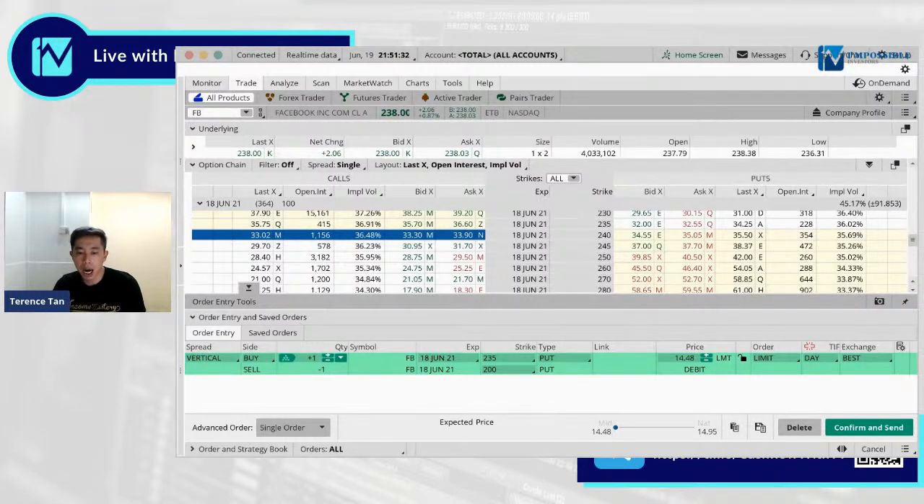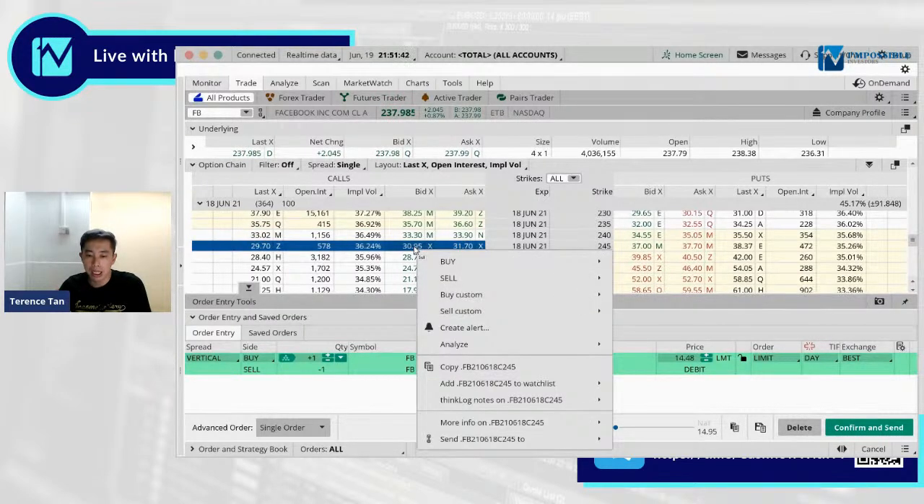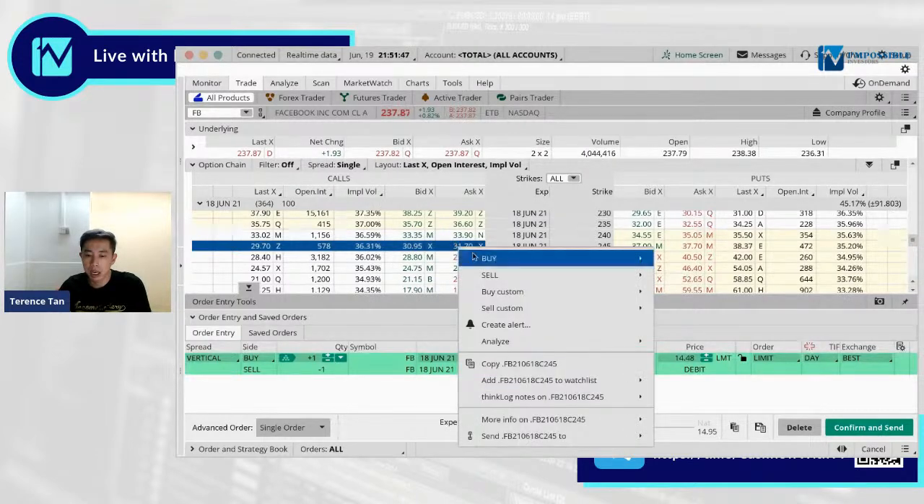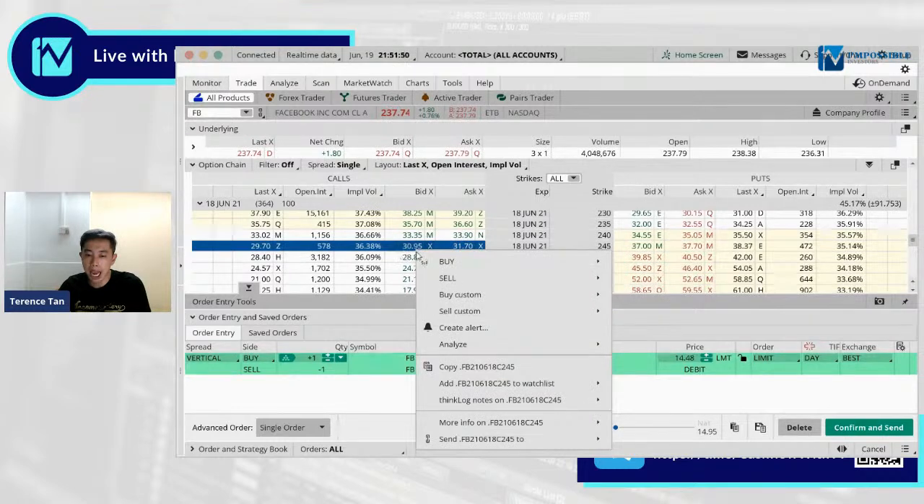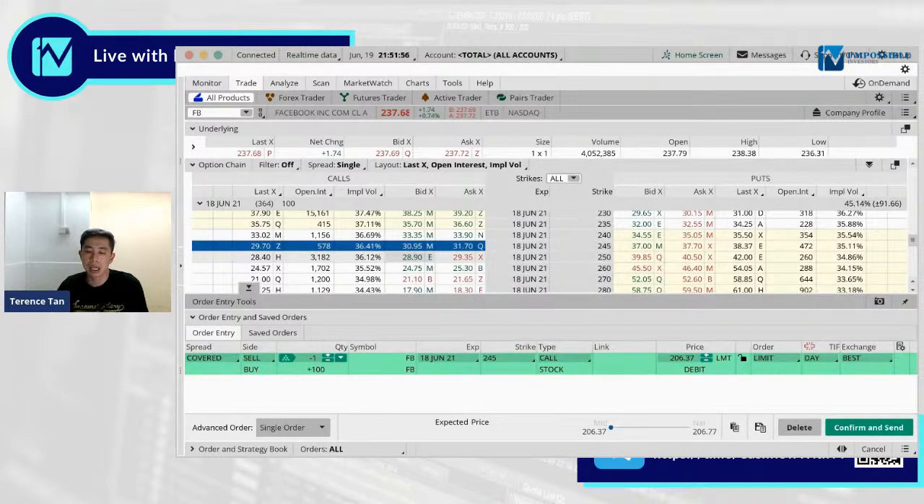So let me just do it one more time. Pick the call strike that you want to sell. Let's say you want to do the 245. You right click on it, select buy, and then, oh, it's not going to pop up again. It goes to my other screen somehow. Select buy, and then after that, select covered stock.